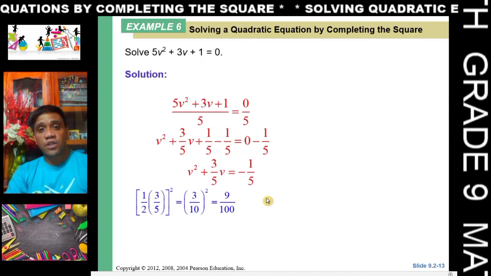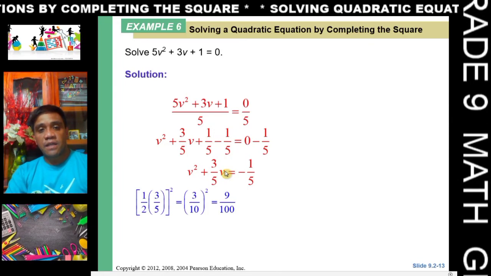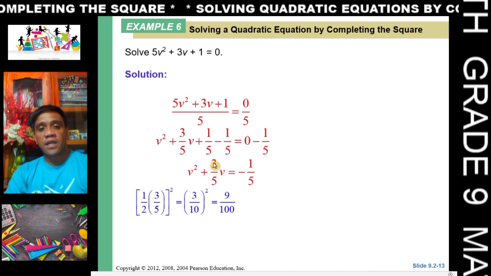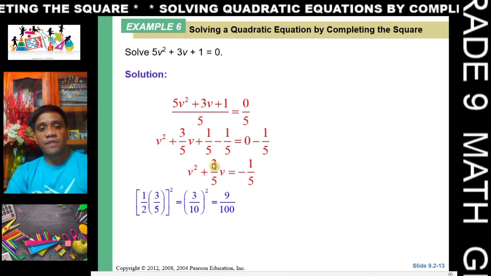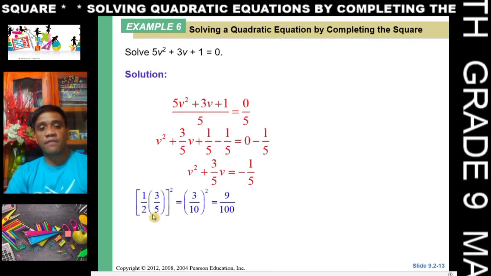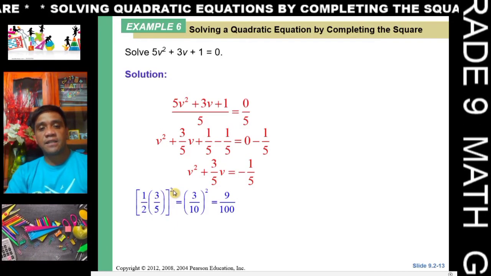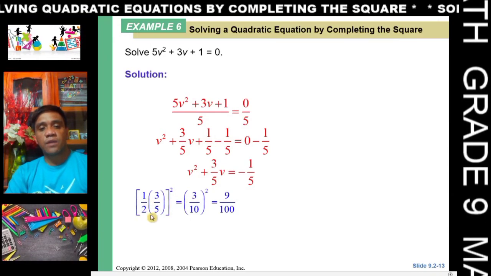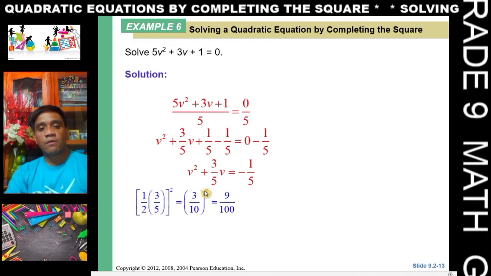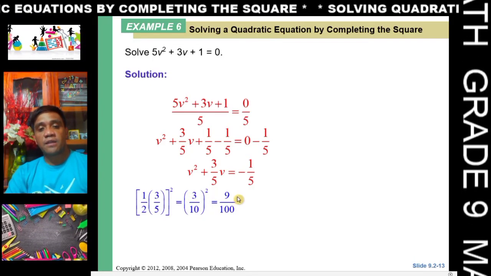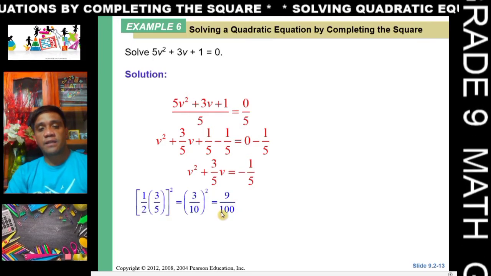Then after which, the left side of the equation must be a perfect square trinomial. How? We are taking the half of 3/5. So 1 half times 3/5, then the square of that. So we have 1 times 3 is 3, 2 times 5 is 10. So the square of 3 over 10 now. So we have the square of 3 is 9, the square of 10 is 100.